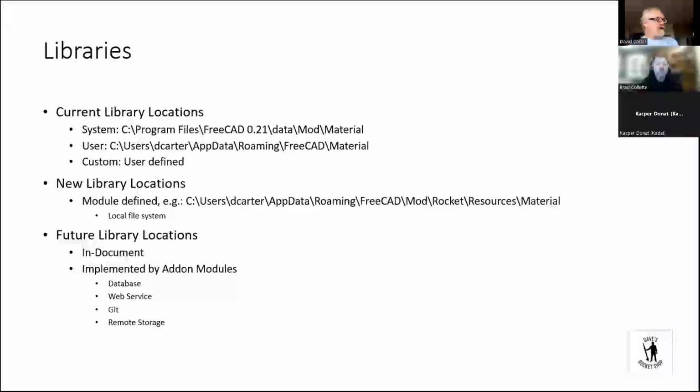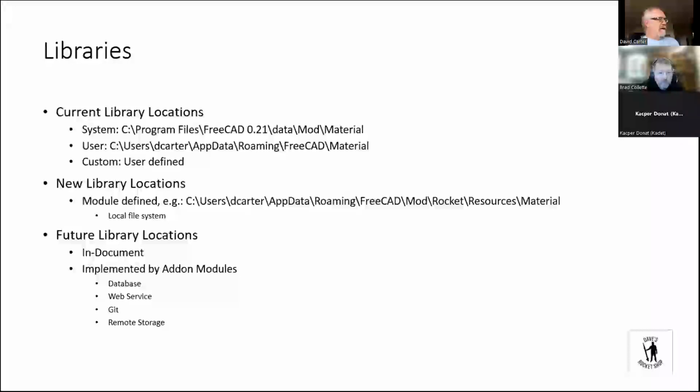Now, with the changes that are being introduced at this point, there is a new library location and, well, potentially multiple, but each add-on workbench is capable of adding their own. And we'll talk a little bit more about that later. But for example, my Rocket Workbench has a number of materials that it imports from other products, and I can add that to the material subsystem, and it gets loaded as a standalone library.